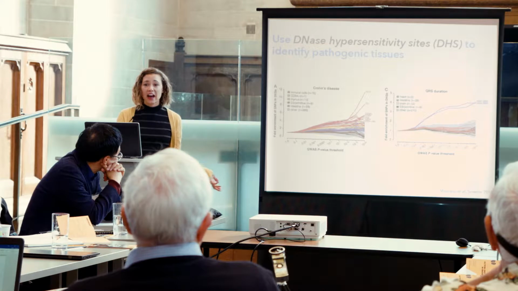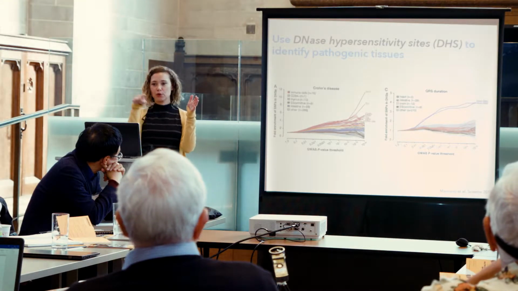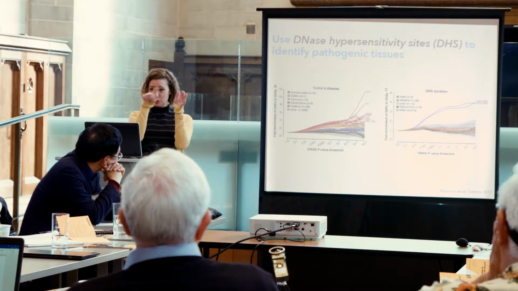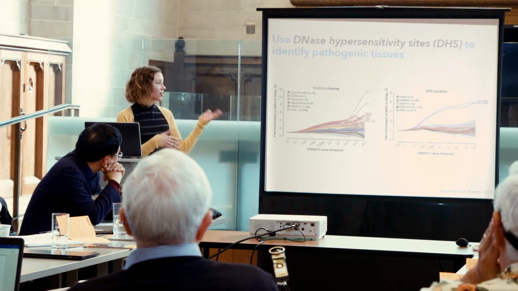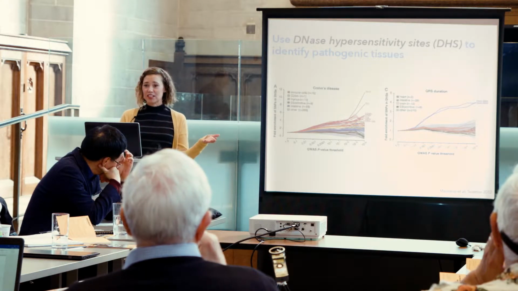Another cute example that they have is for QRS duration. So QRS duration is on an EKG where it goes ba-doo-doot, ba-doo-doot. It's the length of the ba-doo-doot. And as you can see here, heart tissues are the ones that pop up in this analysis as being the relevant tissue type. Makes total sense, right?